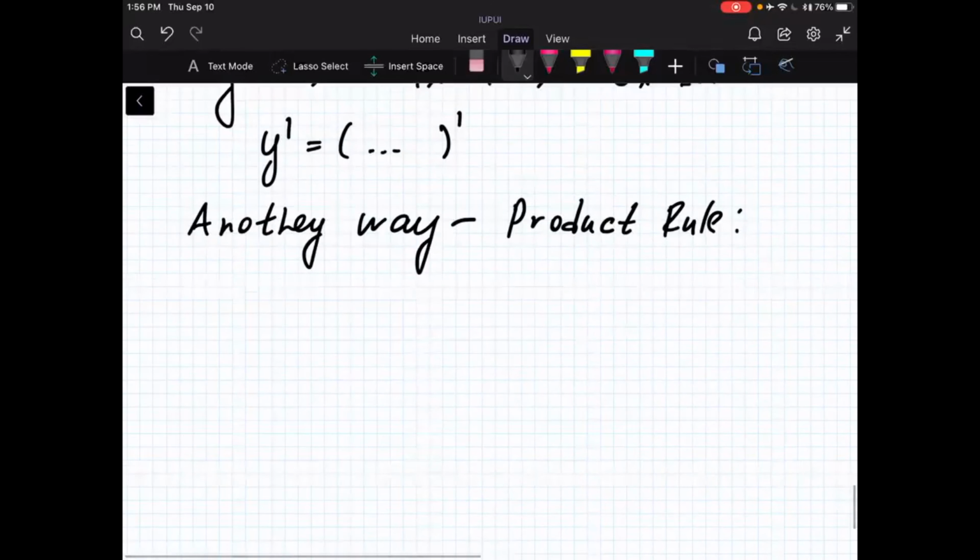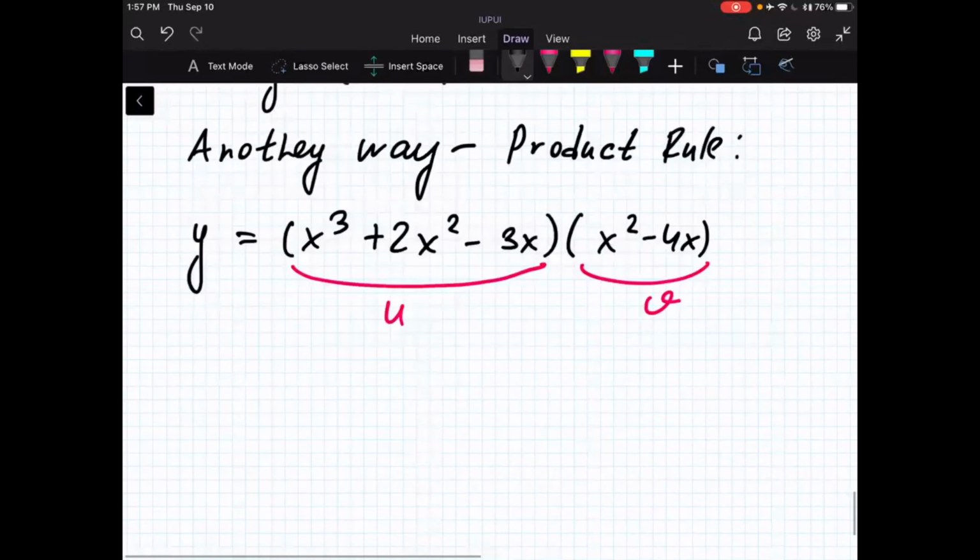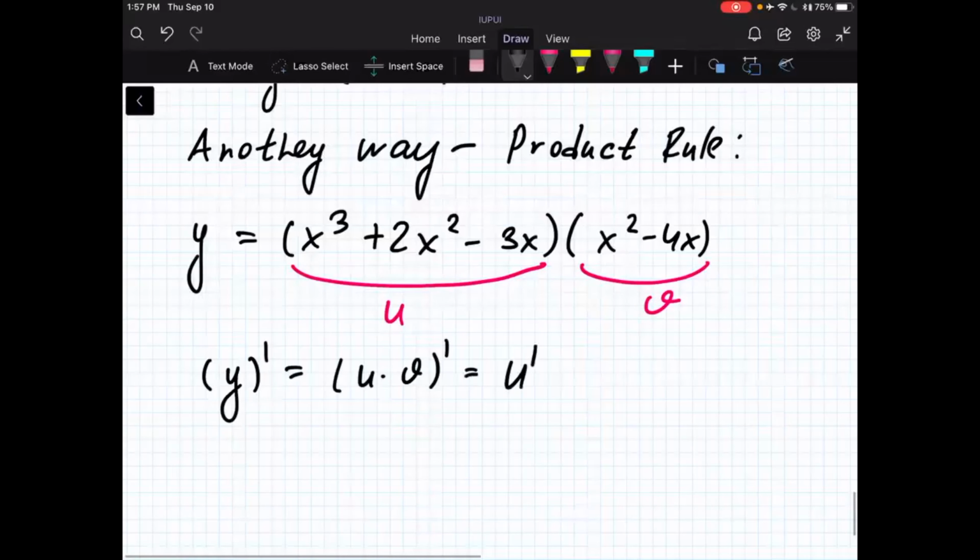So again, let me rewrite y one more time. It is x cubed plus 2x squared minus 3x times x squared minus 4x. So I get the product of two functions. The first function is this one, and the second is this one. And again, I'm interested in the derivative of y, which is the derivative of u times v, let me repeat this rule, u prime v plus u times v prime.